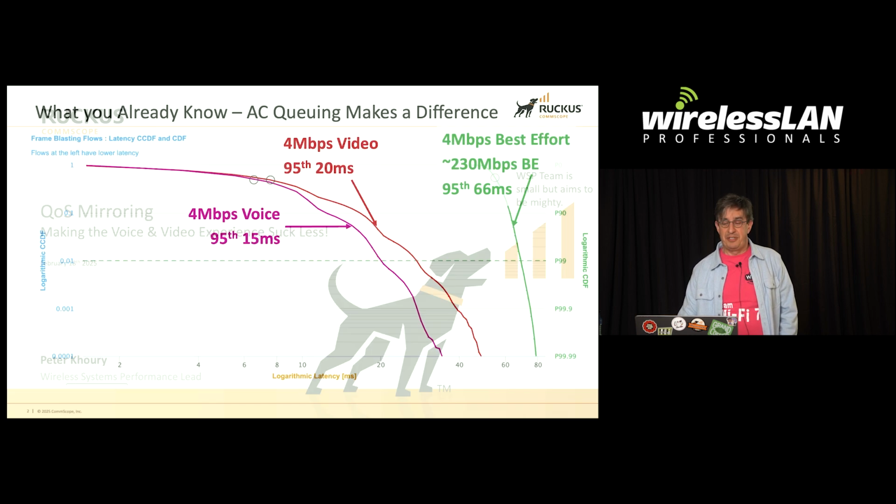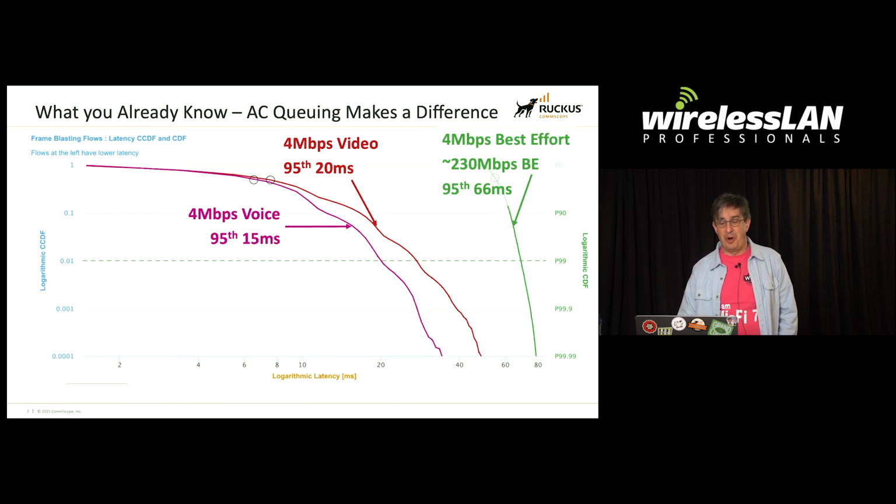I'm going to start with just a bunch of stuff that you already know. You probably already know that putting flows into the right access category and proper queuing makes a difference. What I'm going to do with this slide is present that same data in a really interesting way. You might notice that the x-axis is logarithmic and the y-axis is logarithmic.